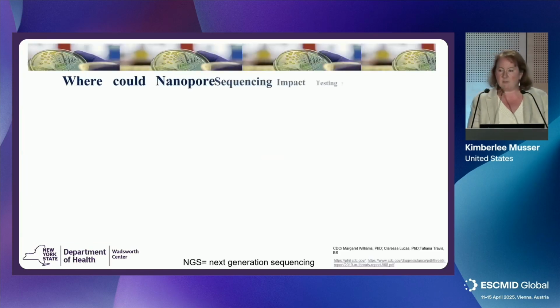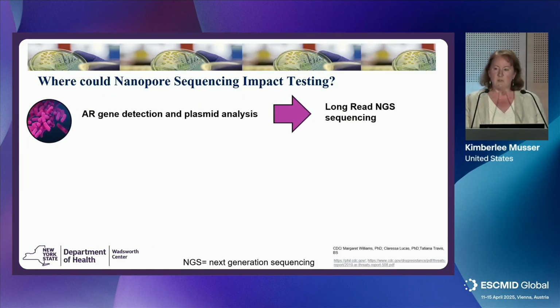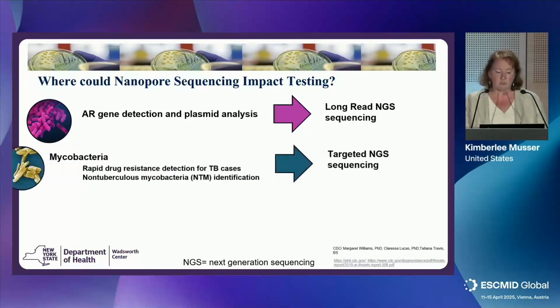And so about 5 years ago, when we started to think about how we could fit nanopore sequencing into our work that would really impact our testing, we first thought of the long-read sequencing, of course, and with the AR gene detection we do and plasmid analysis for understanding transmission across the whole northeast of the U.S., we came up with a lot of strategies and applications where we could apply that. I'll mention a few of those to you.